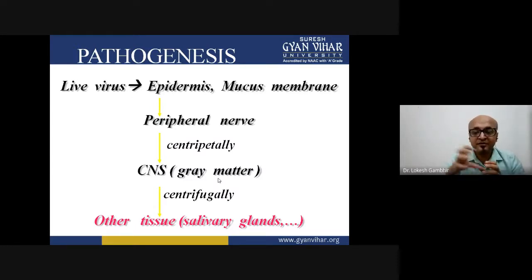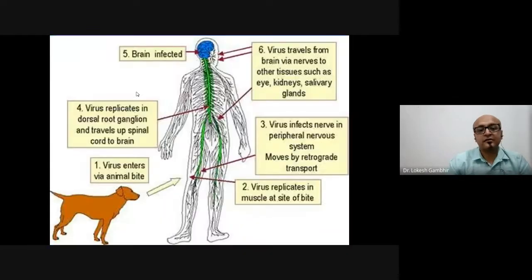So the complete pathogenesis cycle, how it is going about, let us see. When there is a live virus, it enters inside the mucous membrane. Once it enters the mucous membrane, it travels to the peripheral nerve. Once it gains entry into the peripheral nerve, it gains entry to your spinal cord, then it travels to the brain, it grows in the gray matter, the CNS, and from there it travels to other tissues like the salivary glands.